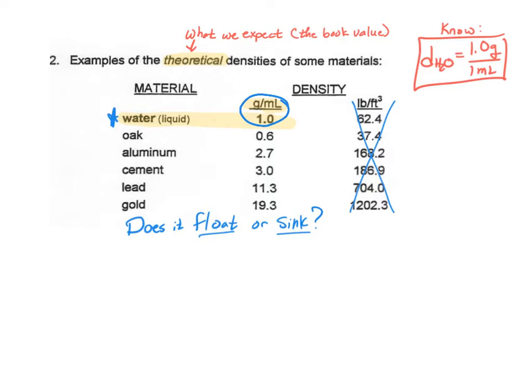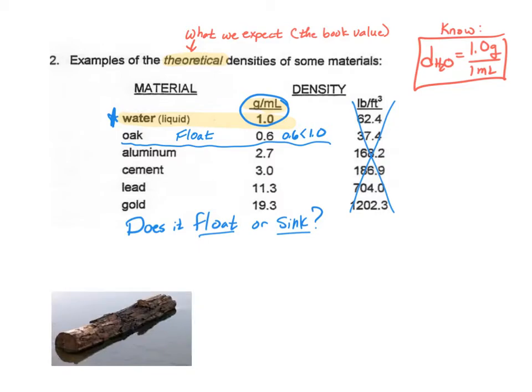So notice that this list, starting from oak and going down, is going from the least dense to the most dense. Notice that oak is less dense than water, and that is the only one that was able to float on water. And you've probably seen this where a piece of wood will float on top of water. Oak is the only example we have, but there are lots of other ones that would have those lower densities.